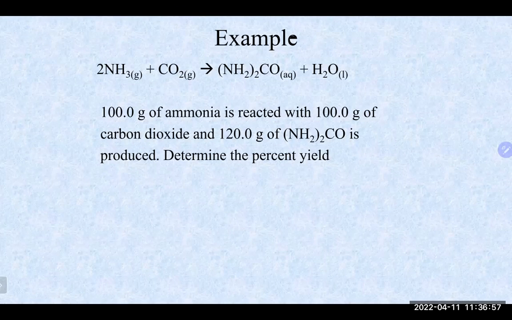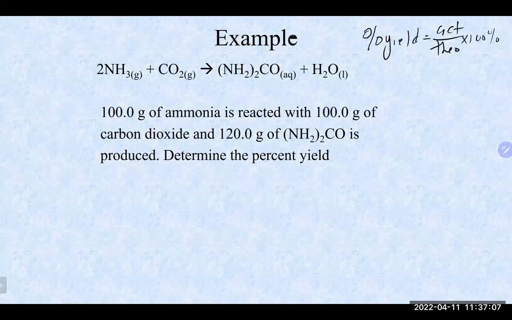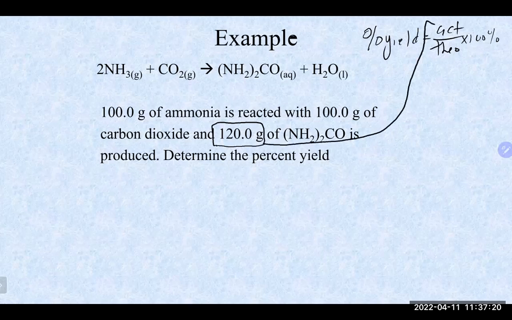So we're looking for the percent yield. As we just saw, and we talked about before, percent yield is our actual divided by our theoretical, and we're going to times it by 100%. In this case, we're taking 100 grams of ammonia, mixing it with 100 grams of carbon dioxide, and we are producing 120 grams of our product here. Like I said before, typically in book problems, they will give you the actual yield, which is that guy right there. Here, we do need to figure out the theoretical yield.